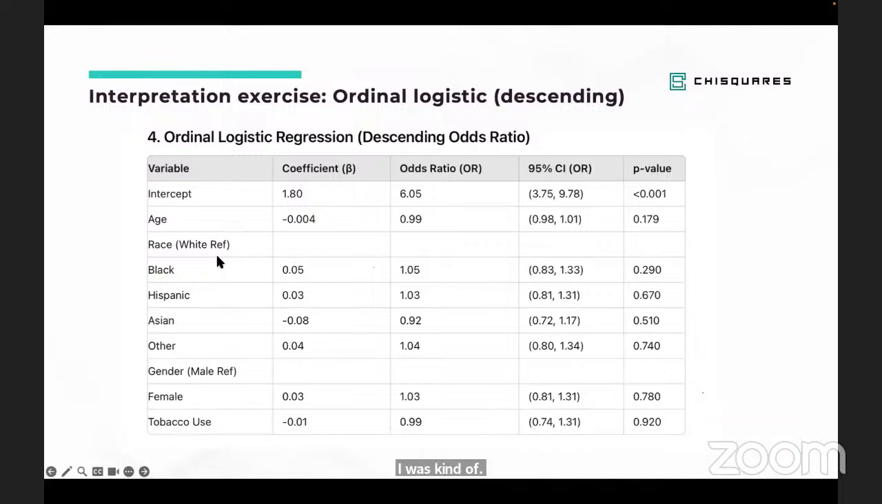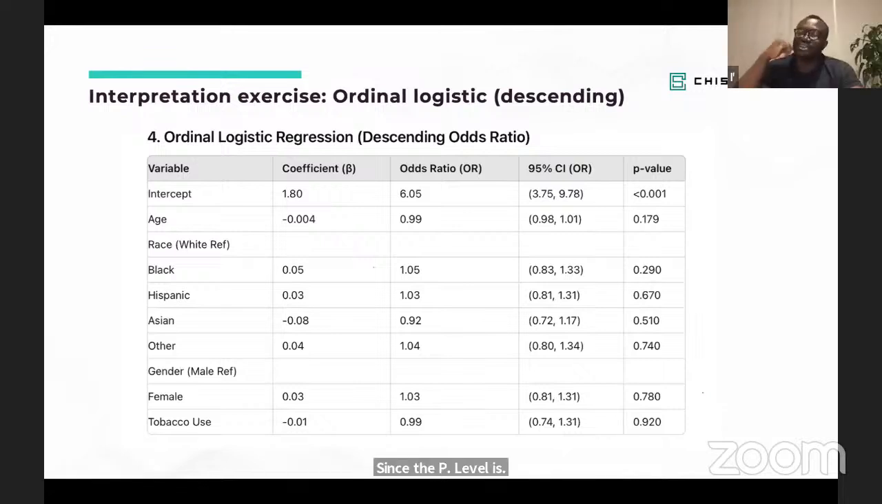All right. Compared to whites, the black has 1.05 times higher odds of not favoring the ban of menthol cigarettes. And this result is not significantly different since the P level is greater than 0.05.